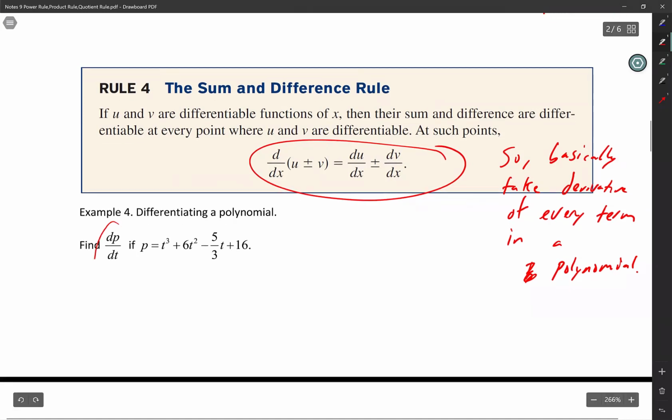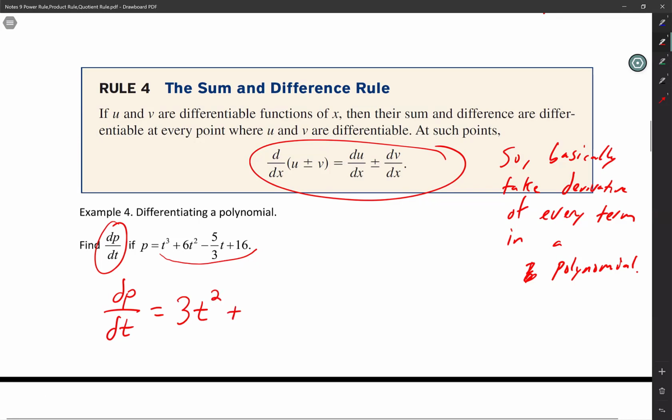All right. This means take the derivative of p with respect to t. Those are all t values. So we're good. I'm going to write dp dt equals, what's the derivative of t cubed? 3 what? T squared. Plus, what's the derivative of 6t squared? 12t. Minus, what's the derivative of 5/3 t? You probably already figured it out, right? That's just a linear term. You know, 5/3. And that's it. The derivative of a constant is 0.